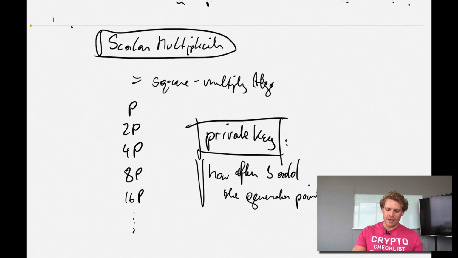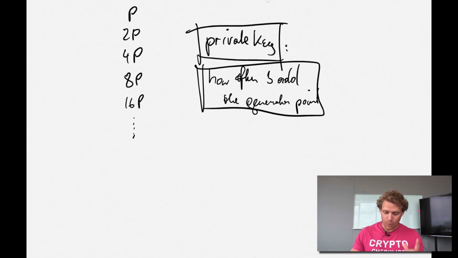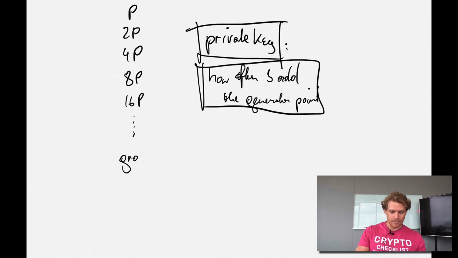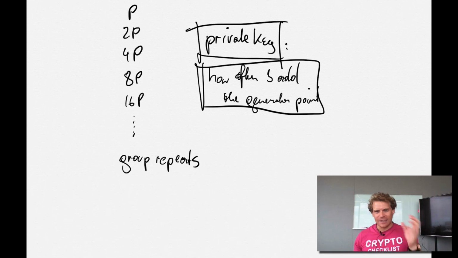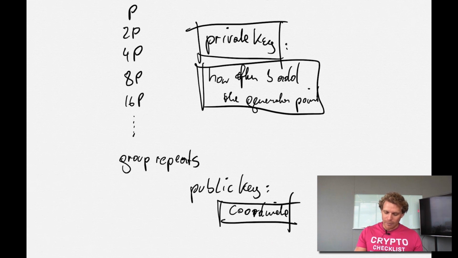Exactly the same thing as in the discrete logarithm problem. Just now we are talking about points on a curve. And because, and this is important, the group repeats, I have the exact same concept as in Diffie-Hellman. This is really important. If I have a private key, then my public key is the coordinate where I get to. That's my public key, the coordinate. The private key stays private, so that's why I mark it red.